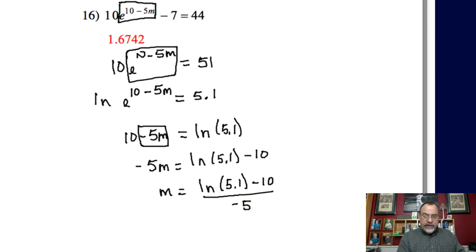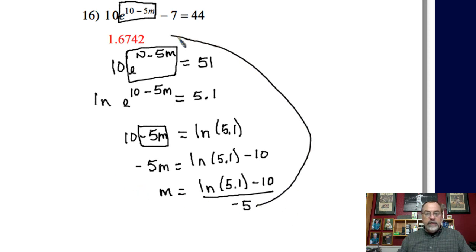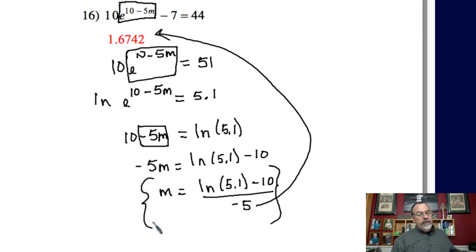So let's calculate that. So natural log of 5.1, enter. I'm going to subtract 10 from that, enter. And I'm going to divide that by negative 5, enter. And that's going to be a positive 1.6742. So my exact answer and my decimal answer.